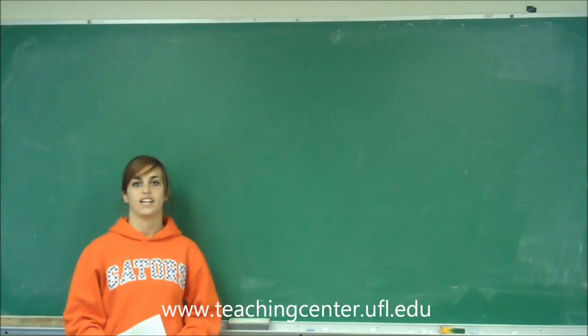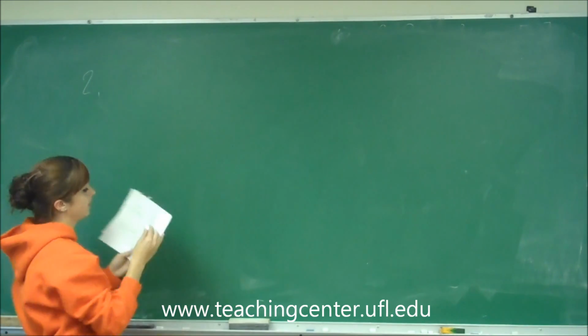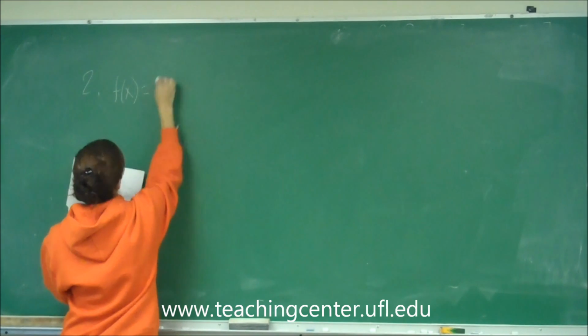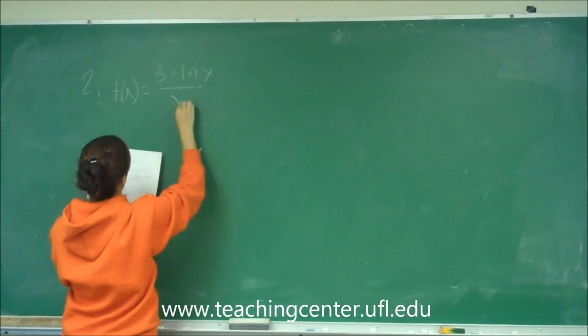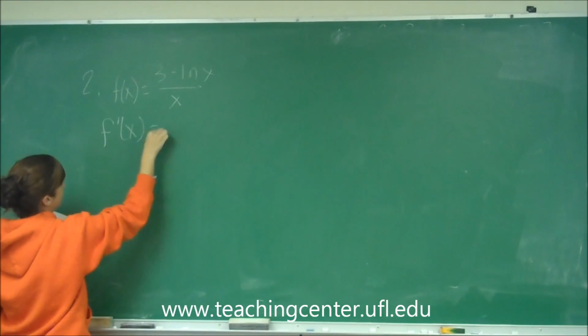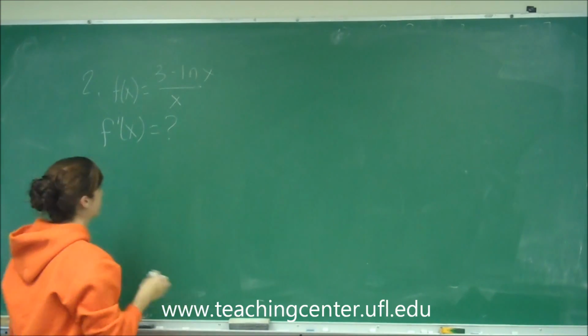This is number 2 of the tear-off section. It says to let f of x equal 3 minus ln of x over x, and they want us to find f prime of x. Okay, so we're going to use the quotient rule.